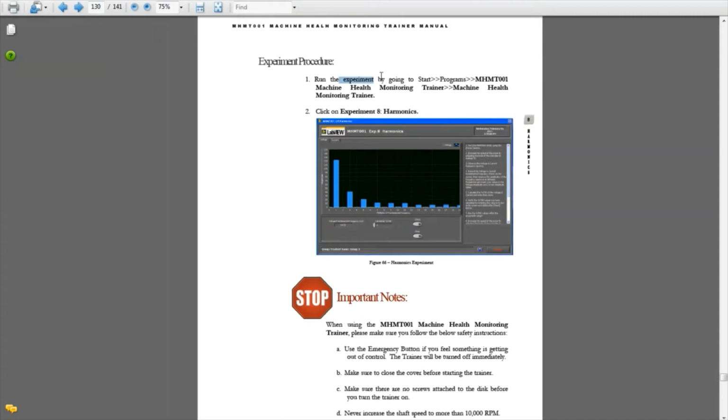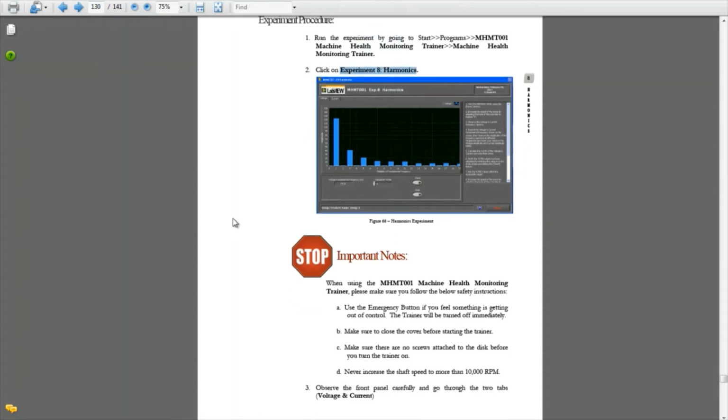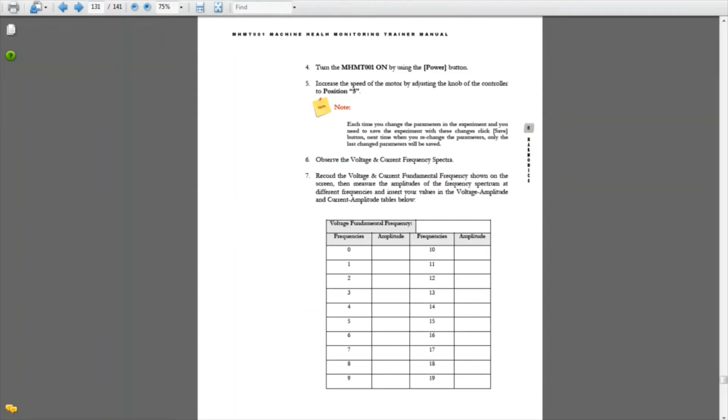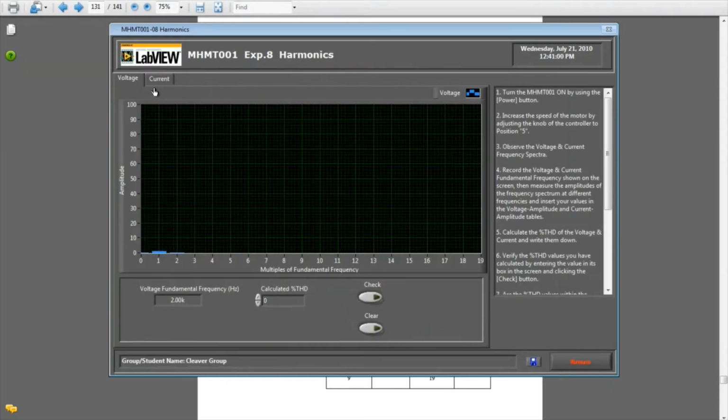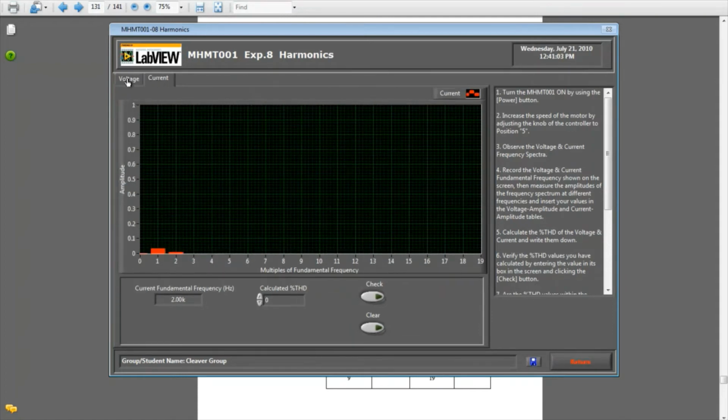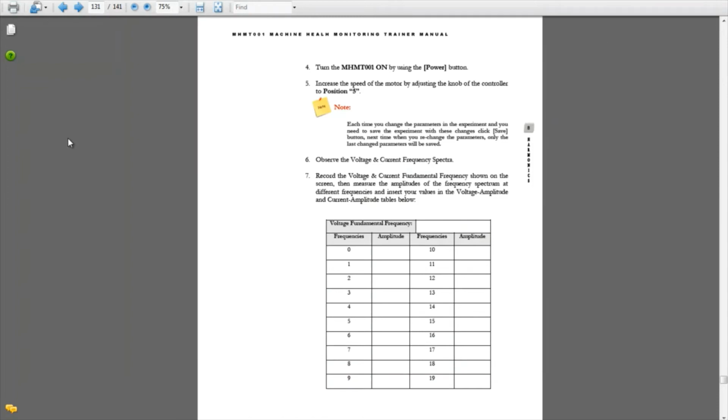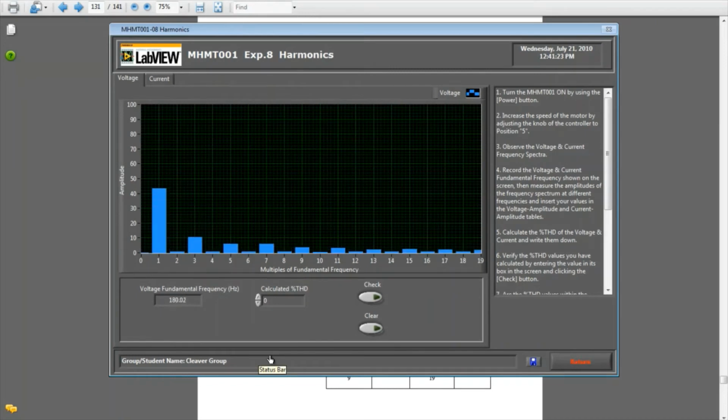We need to open the machine health monitoring software and select experiment number 8 for harmonics. So this is experiment number 8, harmonics. We have two tabs, one for voltage and the other for current. Let us start with voltage. Now we need to run the machine. It's the DC motor. We need to run the machine at speed 5 and observe the voltage and current frequency spectra. So if I run the machine, let me look in here. At position 5, it's ready at 5.